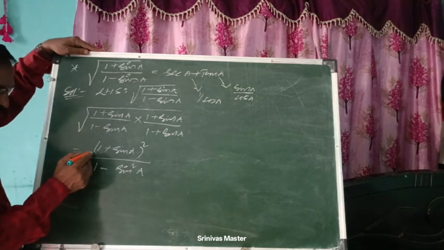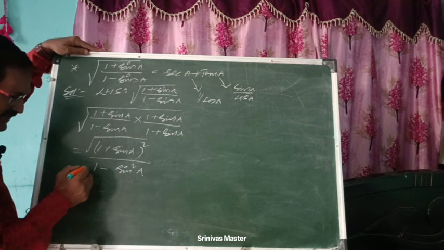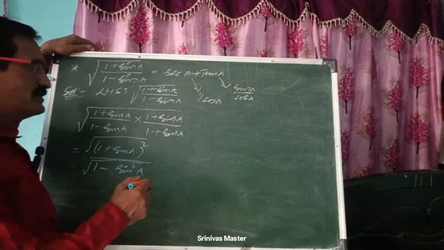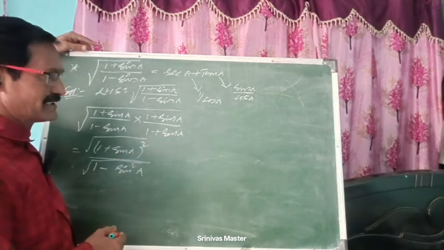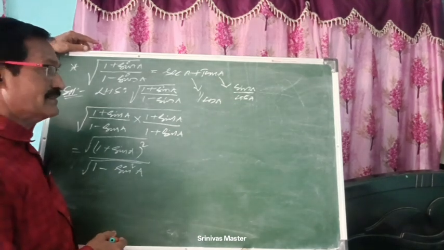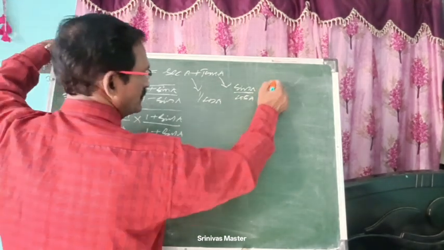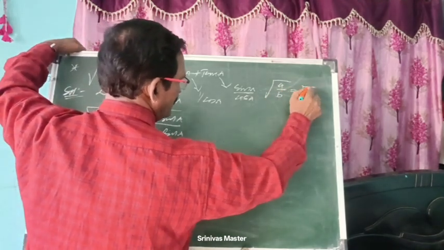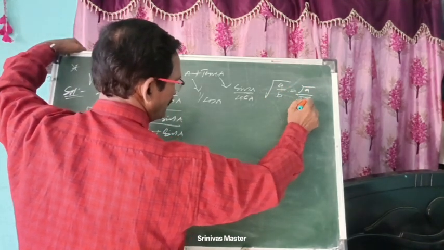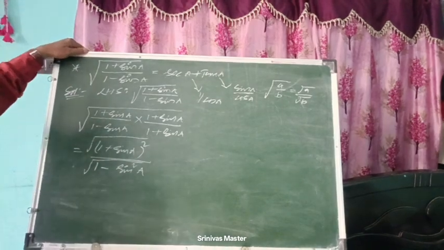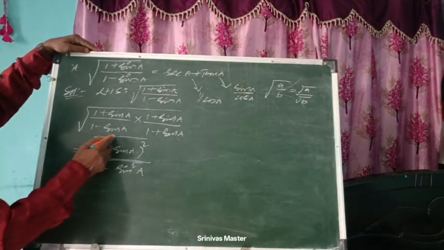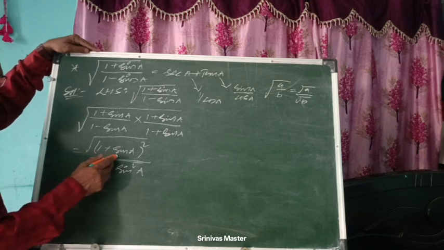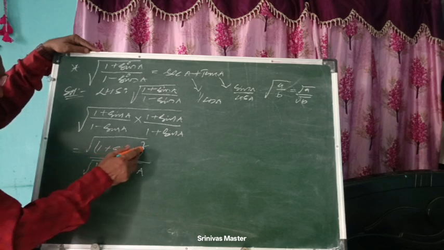So the square root will be applicable to the numerator as well as the denominator. Why? Because of the concept you learned in the 7th standard: square root of A by B is equal to square root of A by square root of B. So according to that, you apply it to the numerator and denominator. After applying, you can see 1 plus sin A whole square.